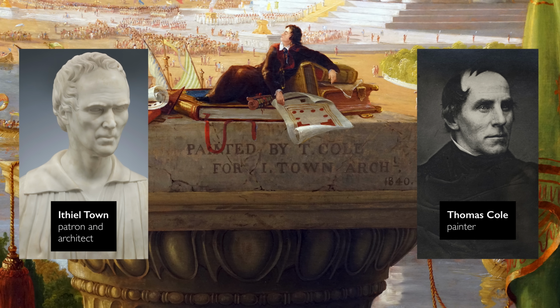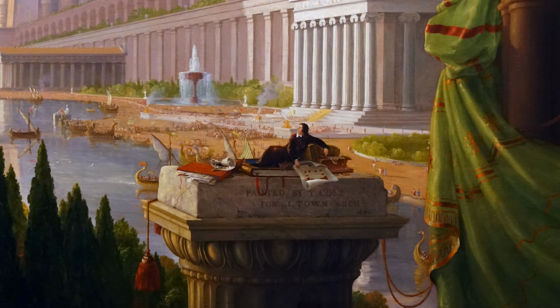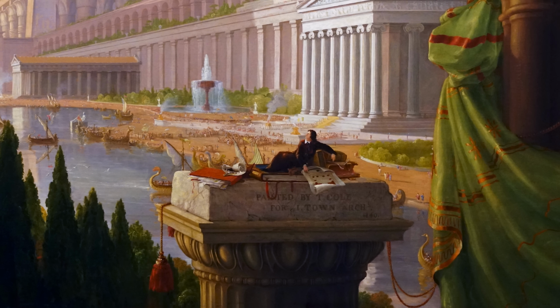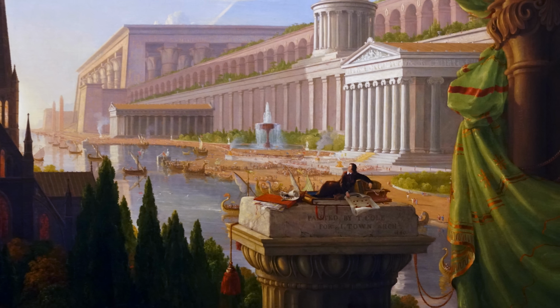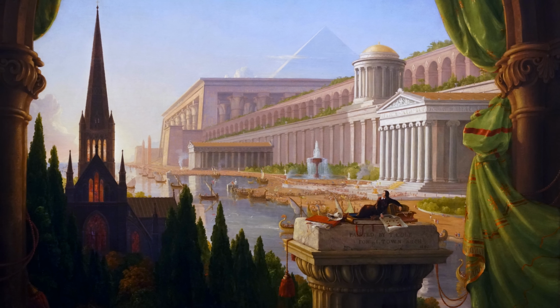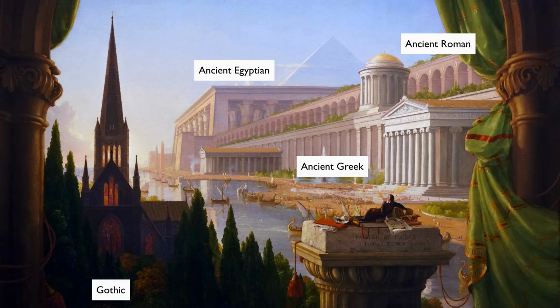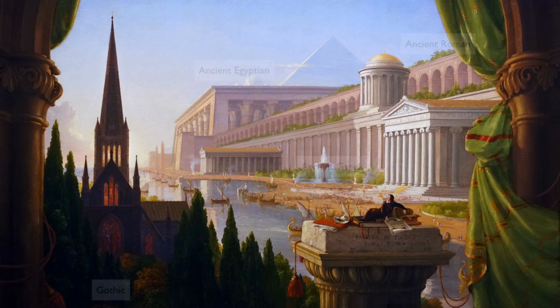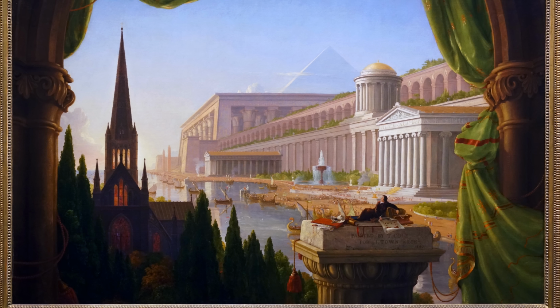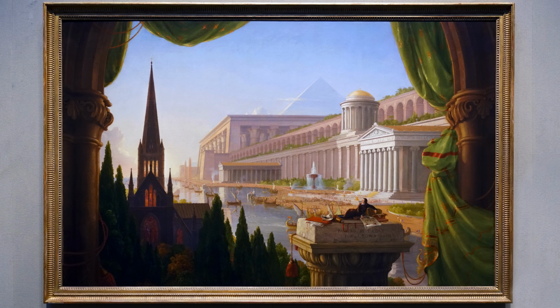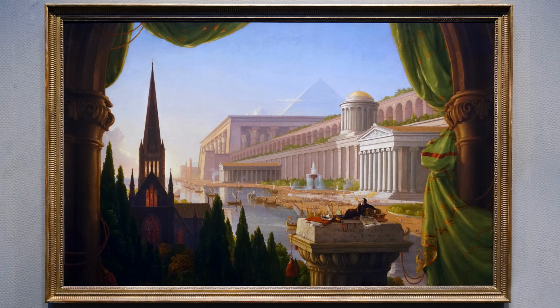Ithiel Town asked Cole to paint for him a landscape of ancient Athens, but Cole clearly deviated. And Ithiel Town therefore rejected this painting. He wanted a landscape with Athens in it, and instead Cole paints this menagerie of architectural styles over millennia. And Town is quoted as saying he liked the mixture of different ages and styles in the same imaginary picture, but nonetheless he rejected the painting. He didn't fully pay for it. It ended up back with Cole, and it stayed in the Cole family until the Toledo Museum of Art acquired it. Town wanted an identifiable landscape.